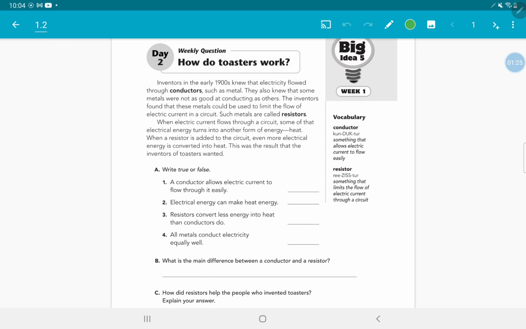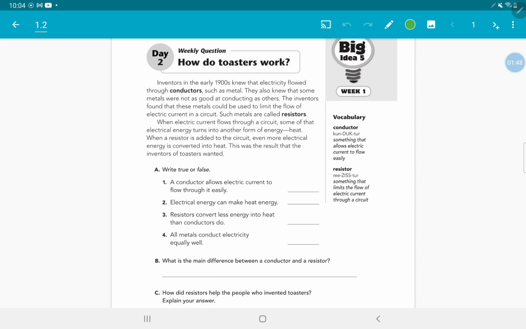And the second vocab word you have today is resistor. A resistor is something that limits the flow of electric current through a circuit. Okay? So it's going to limit it. Let's look at our passage. I want you to read along as I read it out loud.